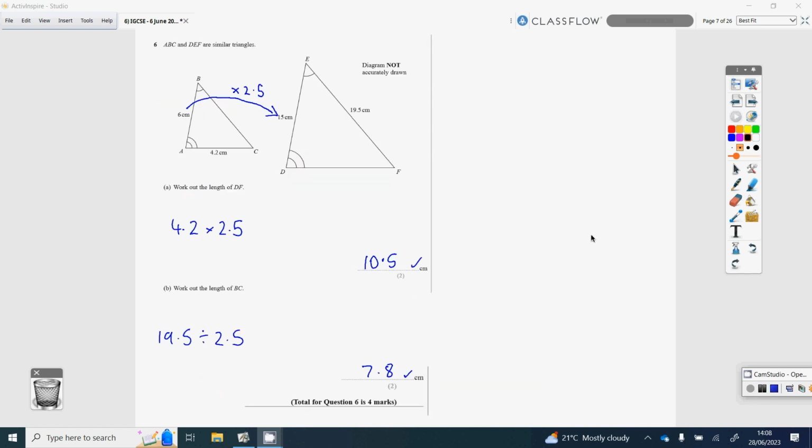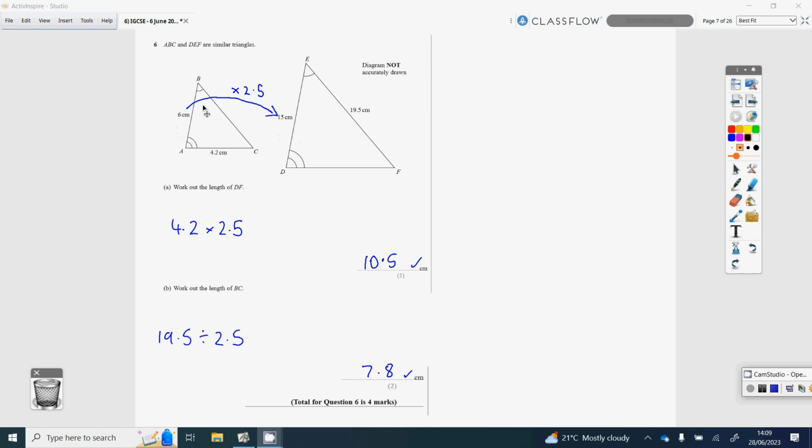Question 6. These are similar triangles. So the bigger one is proportionate to the smaller one. So each side is the same multiple of the original one. So look for the common side where you know the side on both shapes. So that's this left-hand side. We know it's 6 on the smaller shape and 15 on the bigger shape.